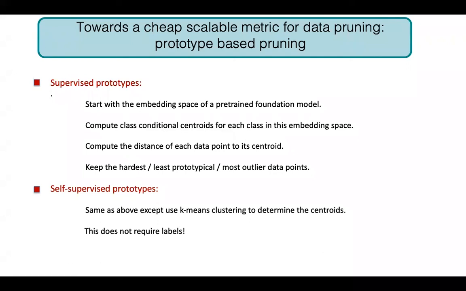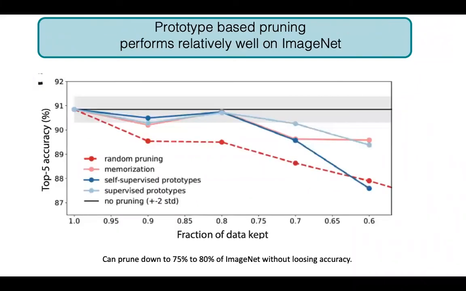What if we're in a setting where we just have unlabeled data? What could we do? We could do the exact same thing, except we can use k-means clustering to determine the centroids, right? So right now we're working on implementing k-means clustering of billions of data points, right? But this is what these tech companies are really good at, and nearest neighbors and things like that. Anyways, so the basic idea is to use k-means clustering to cluster the unlabeled images using a pre-trained foundation model, and then compute scores by the distance of each example to its centroid. Okay, and that's our metric.